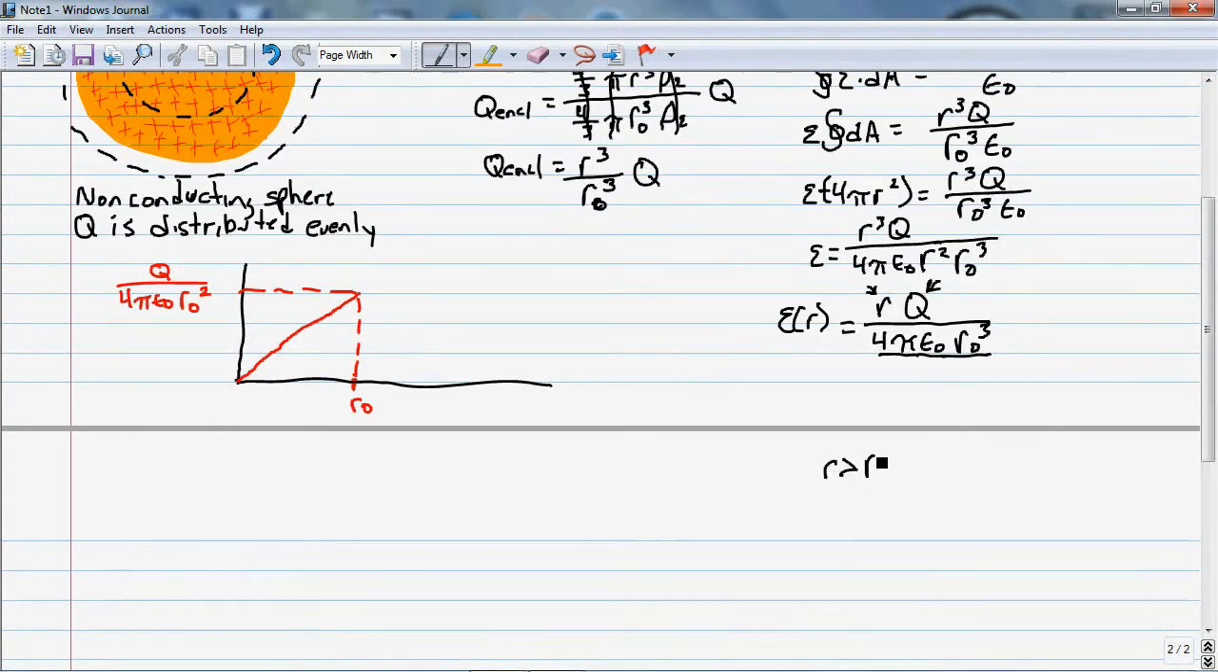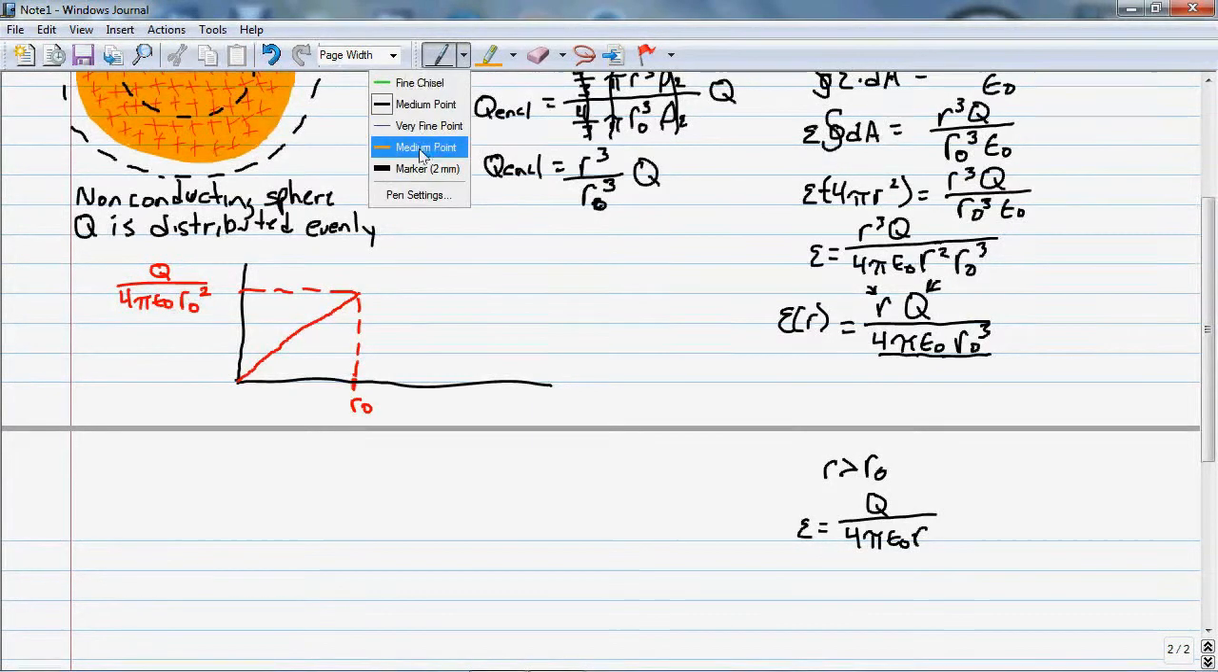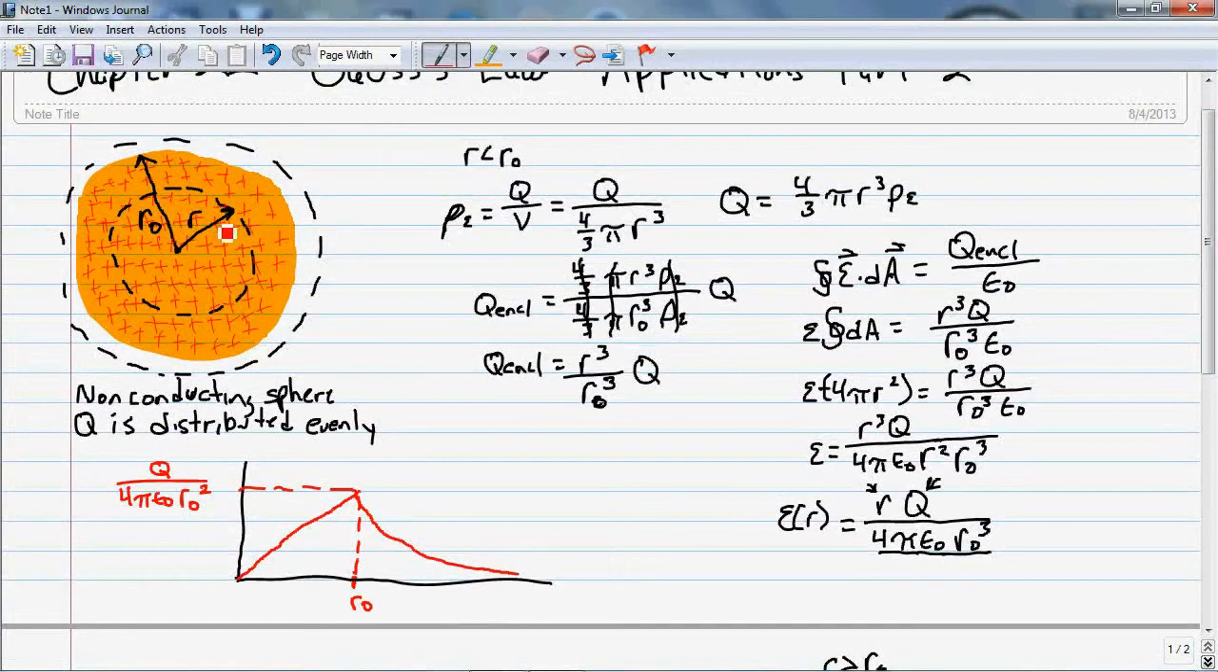For r greater than r naught, the electric field is just going to be Q over 4 pi epsilon naught r squared. And so now this graph is going to be 1 over r squared, and it's just going to decay from that top maximum point. So here we see that because it's a non-conducting sphere and it's solid, there is an electric field inside of this material, and the electric field gets stronger until it reaches the surface, and then it decays or gets weaker as you go further and further away from the shell.